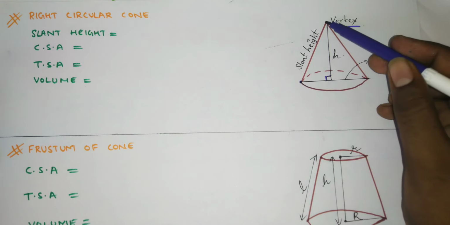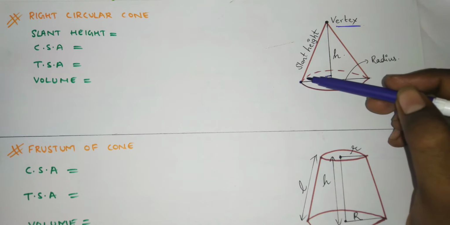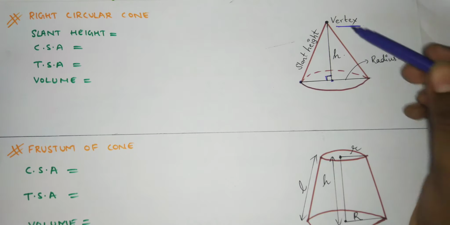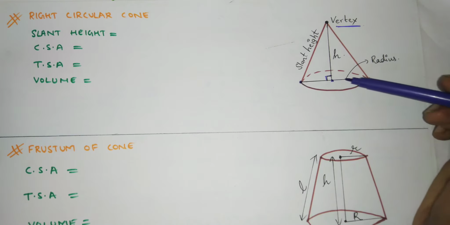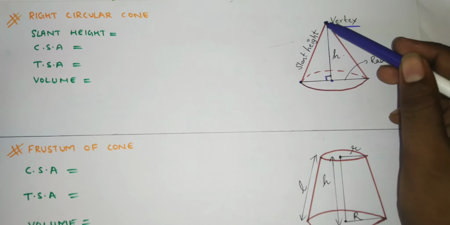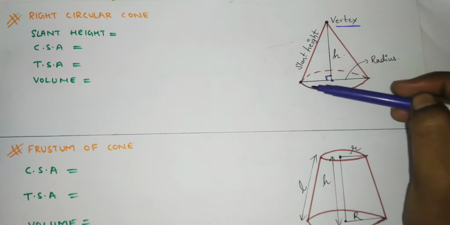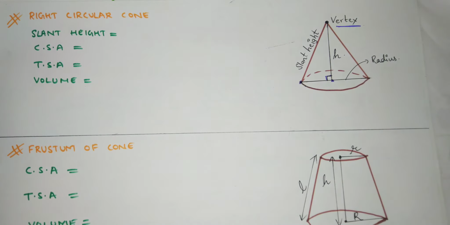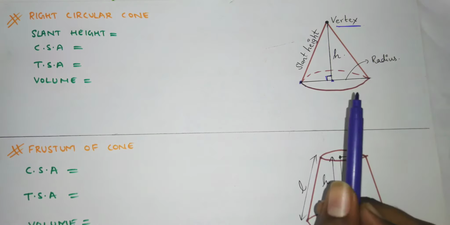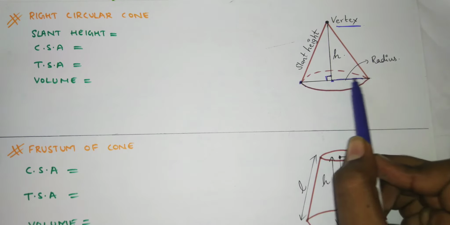Height is the distance from the vertex, perpendicularly, to the center of the circular base. From the vertex to the center of the circular base is nothing but height. Slant height means from the vertex to any point on this circular base, can be this point, like that. This is a two-dimensional figure. Now this is nothing but the radius.